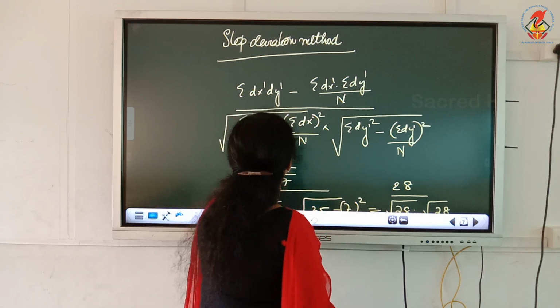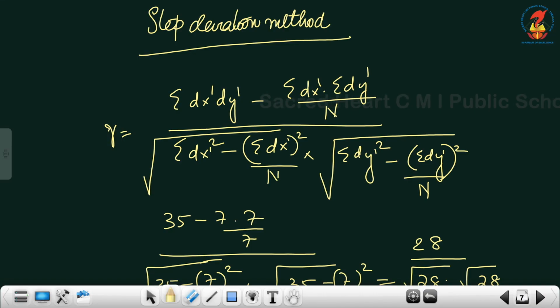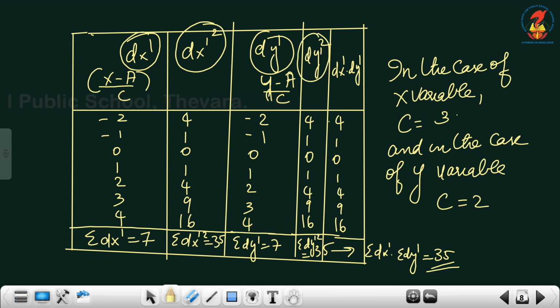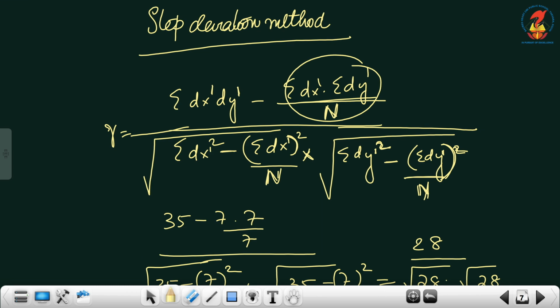Now let us see the formula for the step deviation method. R is equal to the same as we have written for the direct method, the only difference is that we will write it as dx dash dy dash: sigma dx dash dy dash minus sigma dx dash into sigma dy dash by n, the whole divided by root of sigma dx dash square minus sigma dx dash the whole square by n, into the root of sigma dy dash square minus sigma dy dash the whole square divided by n. This is what we have to do for the step deviation method. For that we have to frame dx dash, then dy dash, then find dx dash square, dy dash square, and then dx dash into dy dash as per the formula.